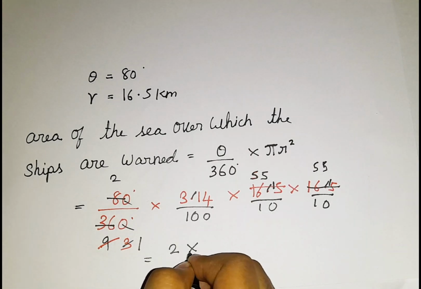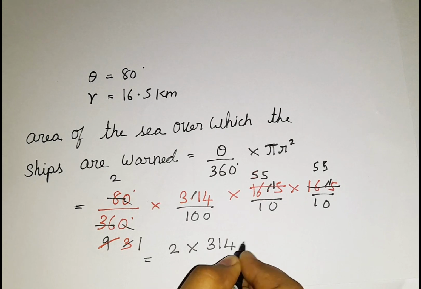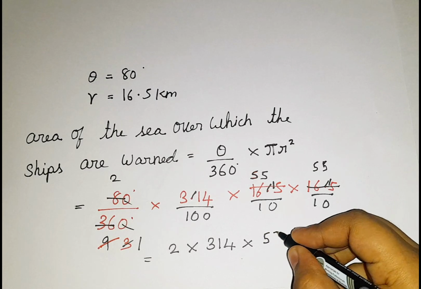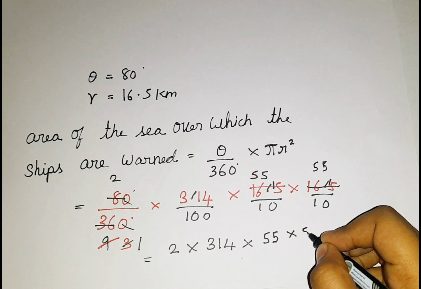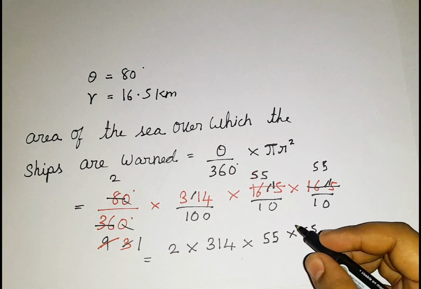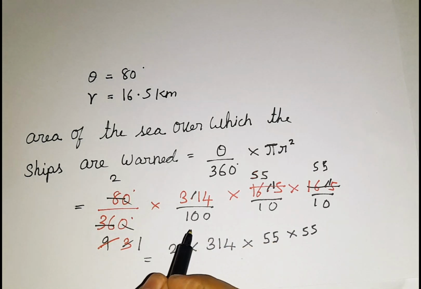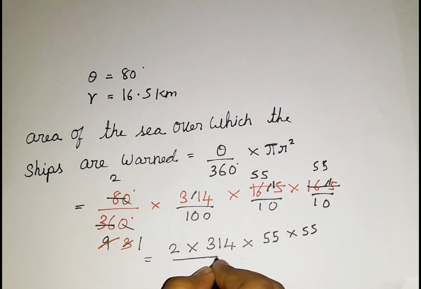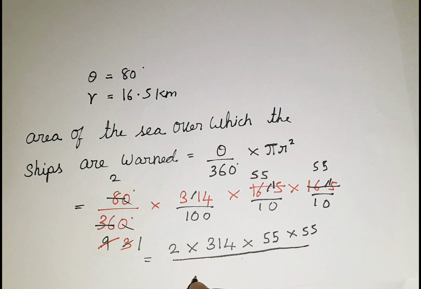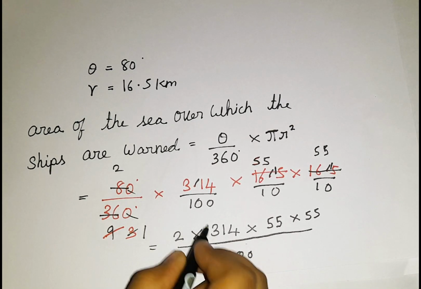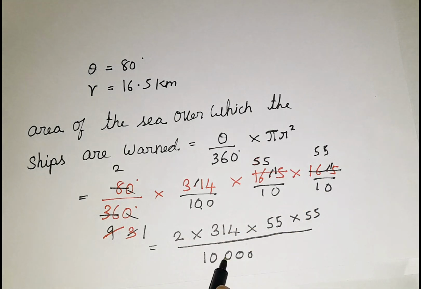So 2 into 314 into 55 into 55. Okay, and then we have one more thing here. We have 100 into 10 into 10. Okay, so when we just multiply them, we get 10,000. One second. Okay, so we get 10,000. 1 2 3 4, 1 2 3 4.